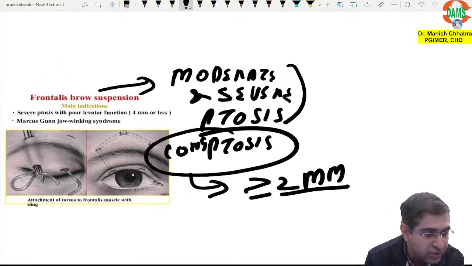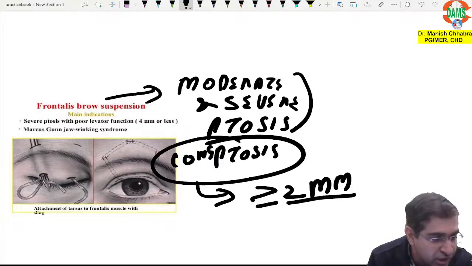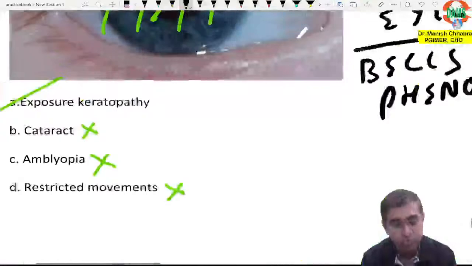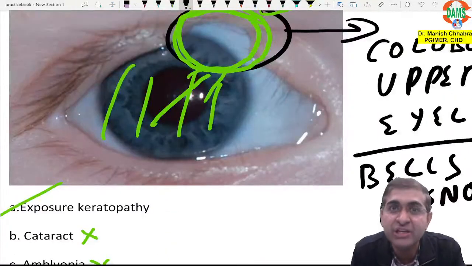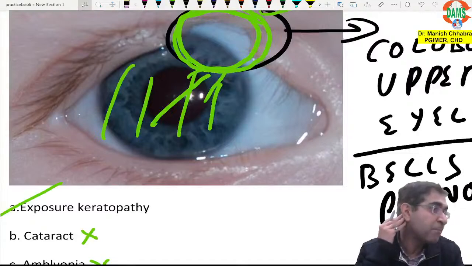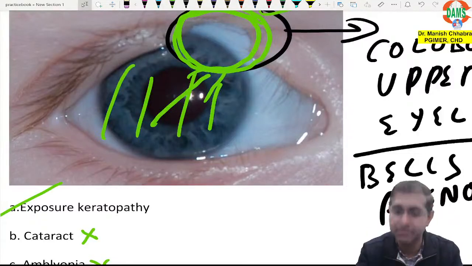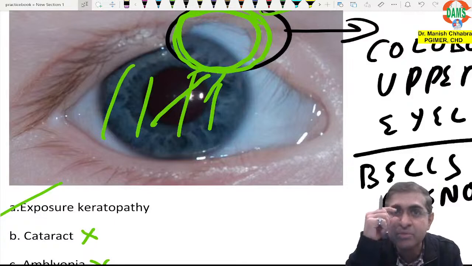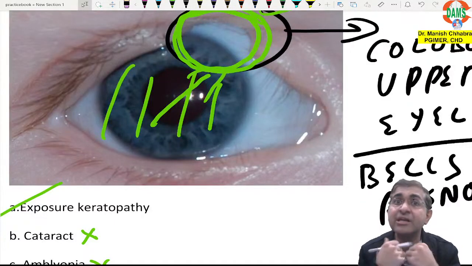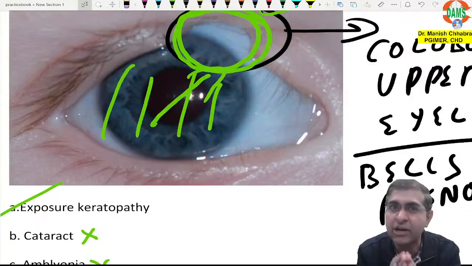Sir, in question 21, the management will be tarsorrhaphy. Yes, you can go for tarsorrhaphy. You can even go for tissue grafting, taking the tissue from behind the ear. That is better, because in tarsorrhaphy you will keep the eyes closed, and you do tarsorrhaphy if there is keratopathy, to treat the keratopathy.